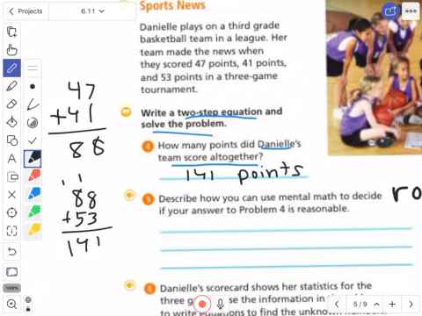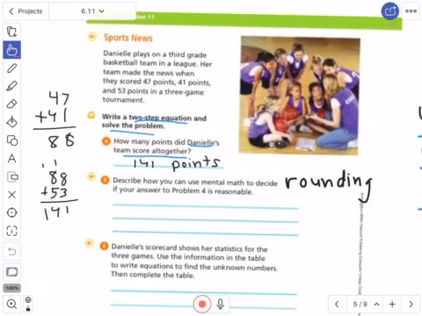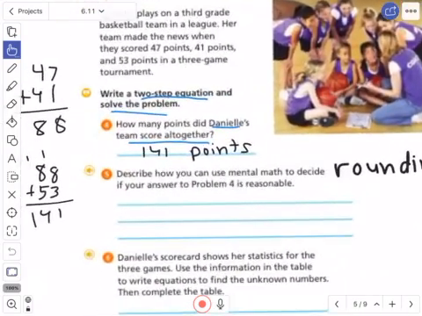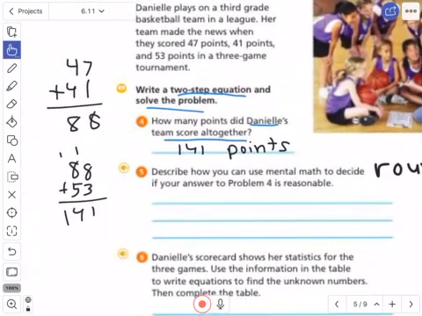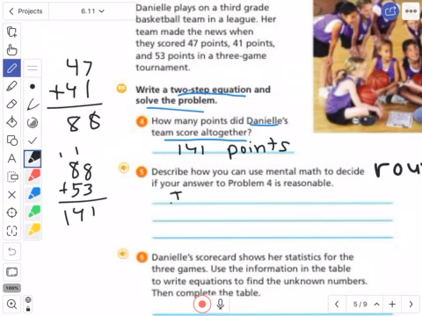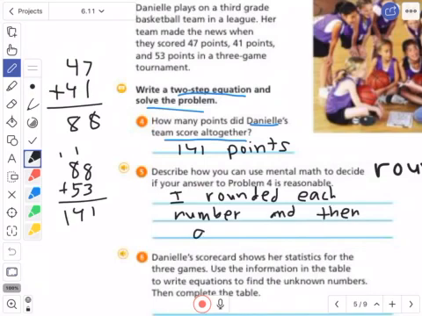Okay. Now I'm going to go over and check the reasonableness. And for me, describe how I'd use it. Well, I rounded each number and then added.